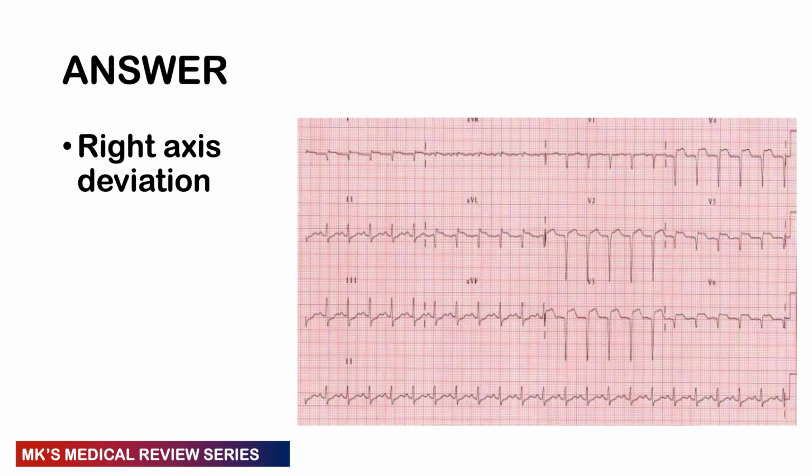So as you can see, we have lead 1 over there, QRS complex predominantly facing downwards. We have lead AVF here, QRS complex predominantly facing upwards. So it's like the QRS complexes are reaching out for each other. We call that right axis deviation, or right reaches.